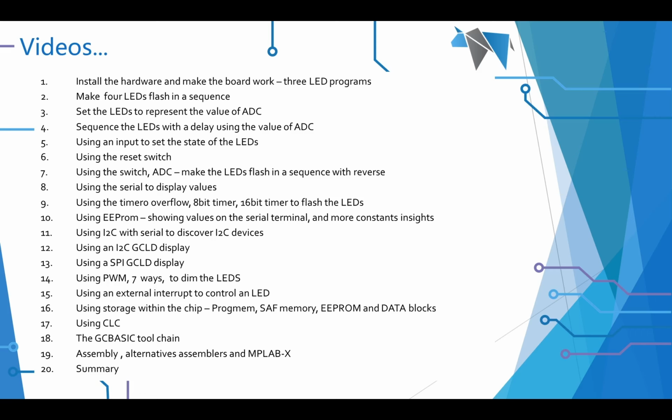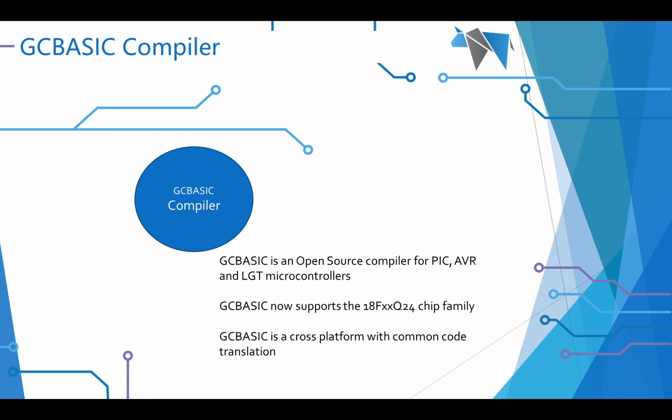Each video set takes about a day, maybe just a couple of hours a day, but it takes time. And I think it's only truthful to actually show you some of those issues. So, recap: GCBASIC, the open source compiler, is now going to support the Q20 chip family. It might support it out of the box. I don't know. Hardly likely, because this is a voyage of discovery.